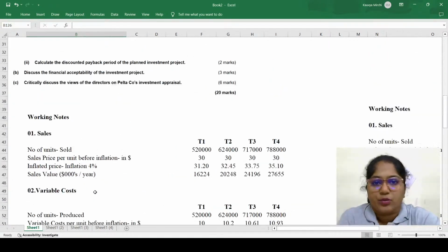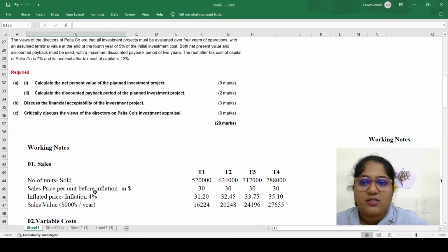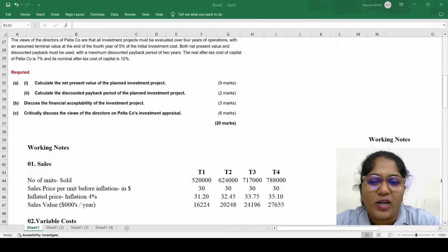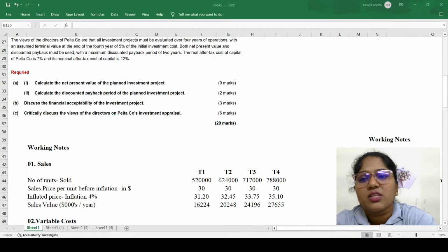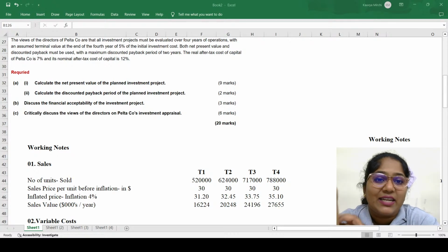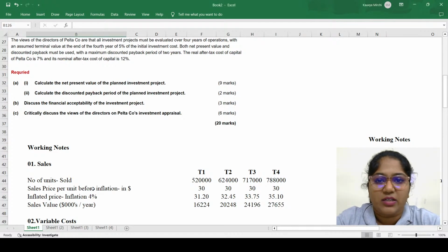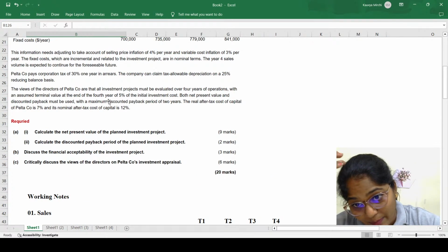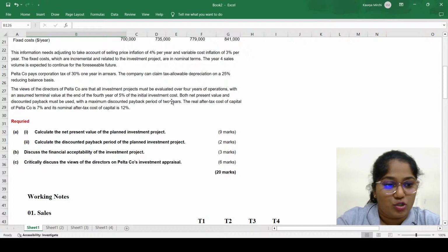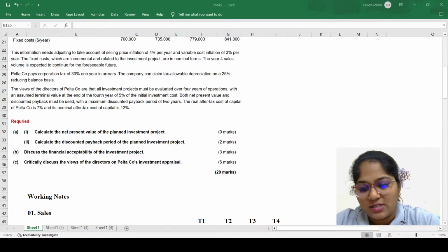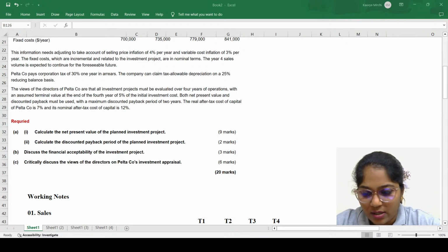Requirement number 2 is done. Now look at requirement number 3: discuss the financial acceptability of the investment project. It is for 3 marks. So what can I write as the answer? You need to understand that NPV is positive, but the discounted payback period is greater than your maximum target discounted payback period. Because in the question at the beginning, they've clearly said this company has a maximum discounted payback period of just 2 years. They don't accept anything more than that. So those are the two things that as a finance manager you have to sit and analyze before you make the decision. Correct, people?